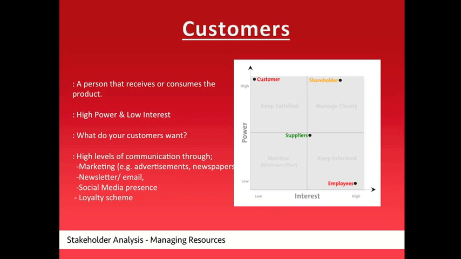In the power interest grid, customers show high power as they are in control of how successful the product is, and low interest in terms of they might just want to buy a product from you as it is convenient for them. In order to reach your customers, you need to show good levels of communication, mostly through marketing your products correctly, through advertisements such as newspapers, newsletters and social media presences, which is important in today's technology. Incentives such as loyalty rewards, a likeable brand, but most importantly an excellent product.